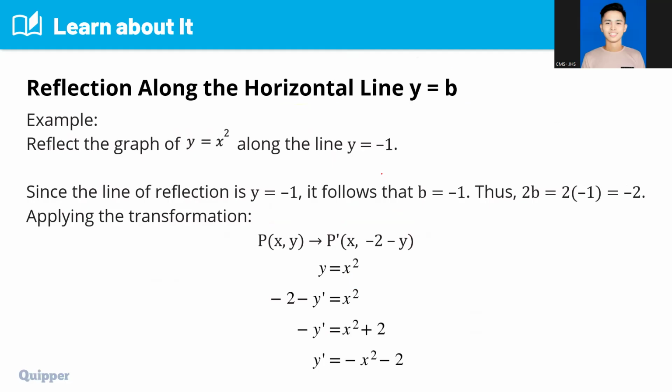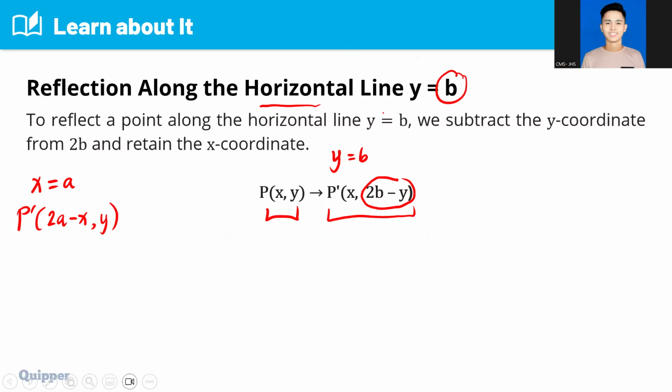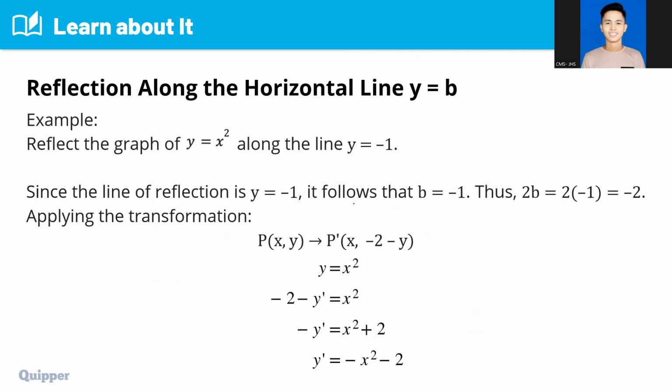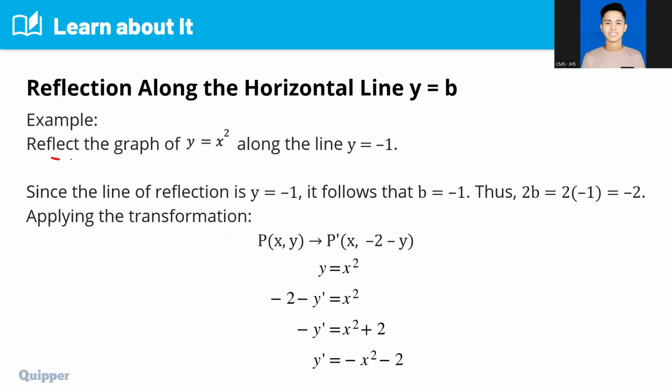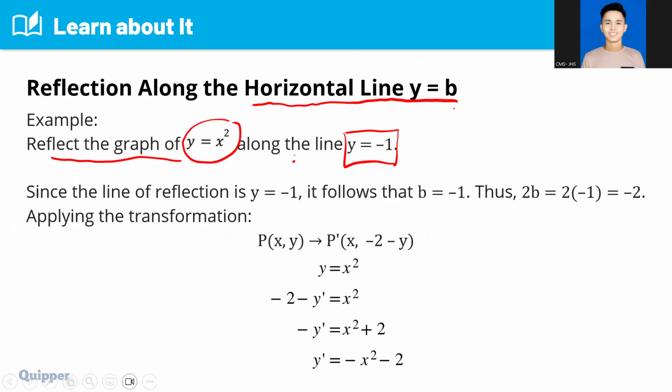Reflect the graph of y equals x squared along y equals negative 1. Sir, it's confusing. No, it's not confusing. If it's x equals a, the given is x. If it's y equals b, the given is y. Look, reflect the graph of y equals x squared along line y equals negative 1. So we are reflecting along a horizontal line y equals b. So our b here is negative 1.